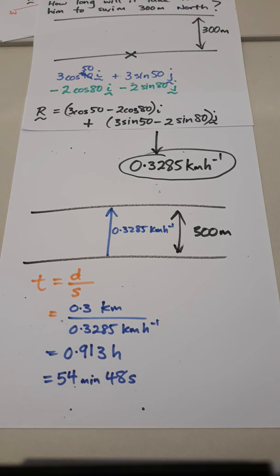So when the water is not just flowing directly left or right, but there's a bit of vertical component in it, we need to find the resultant north-south or vertical component to work out what his overall time would be. It will change due to the water flowing.